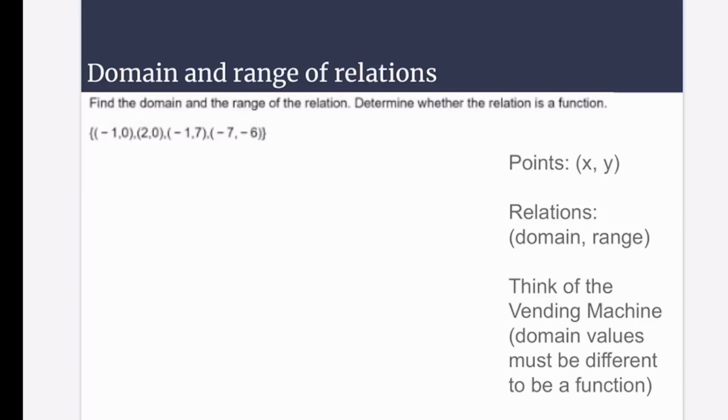So here we could determine the domain and range of relations. We don't know if it's a function yet, but we'll get into that. Every point has an x and y value. First points are x, second points are y. So we can label these.